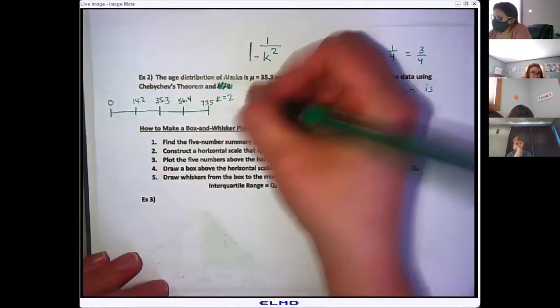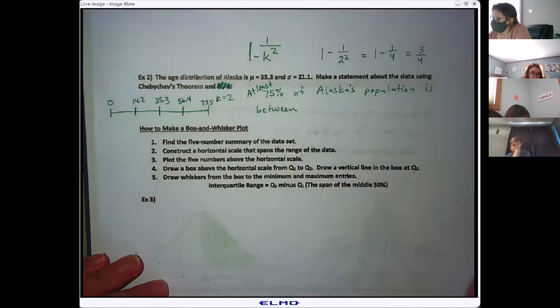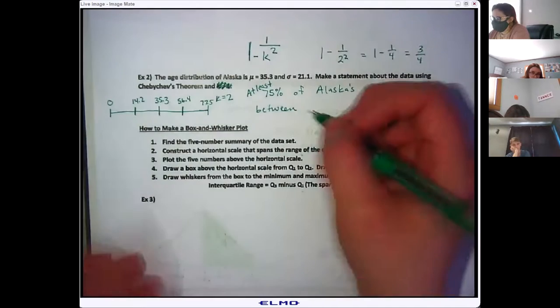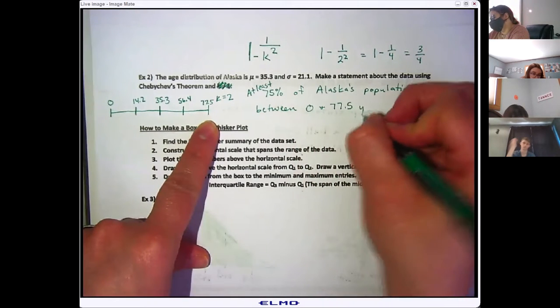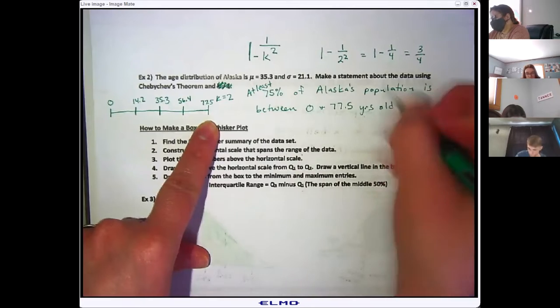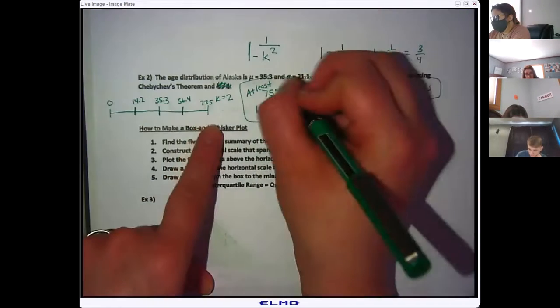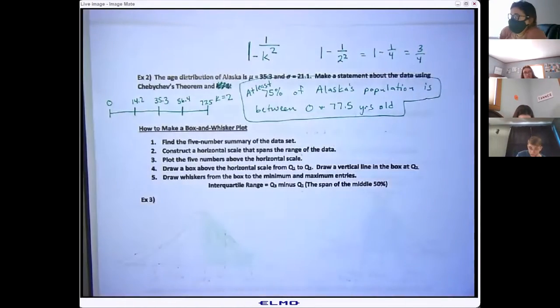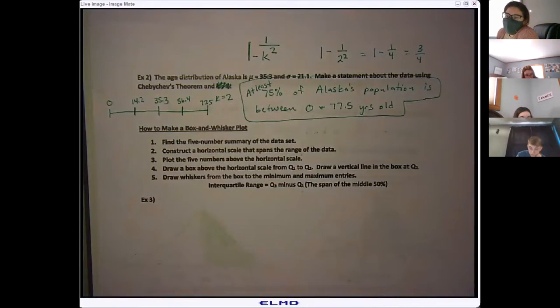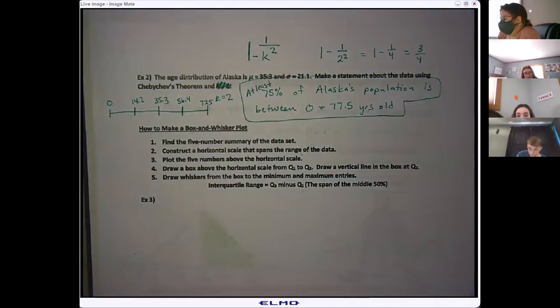So the actual answer is at least 75% of Alaska's population is between 0 and 77.5 years old. And this is like a guarantee. Now, it's pretty obvious that at least 75% of Alaska's population is between 0 and 77.5. I mean, that's not that crazy of a statement. But when you get other populations that are not normal, it can actually be quite helpful.